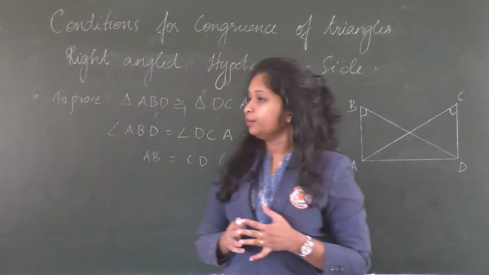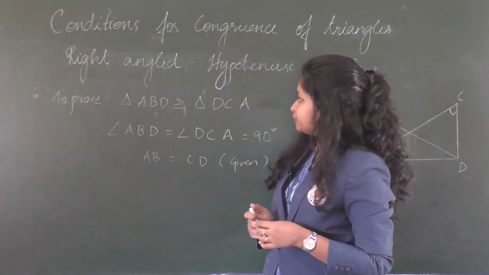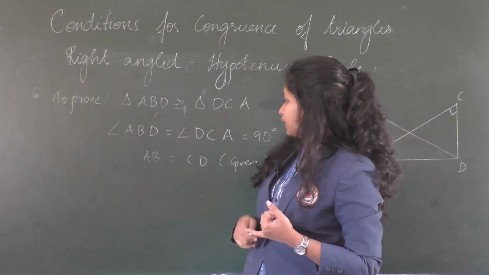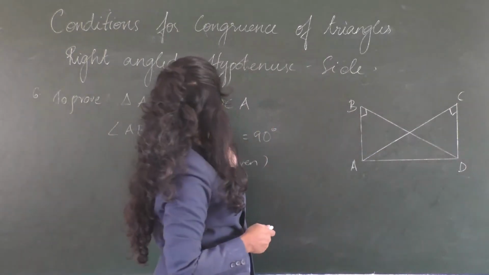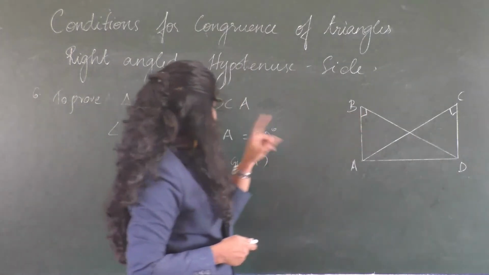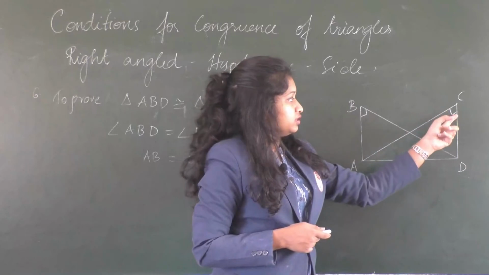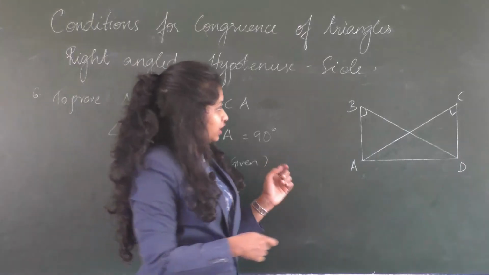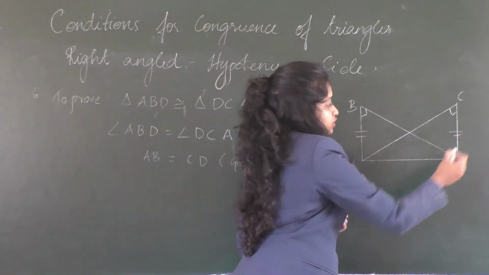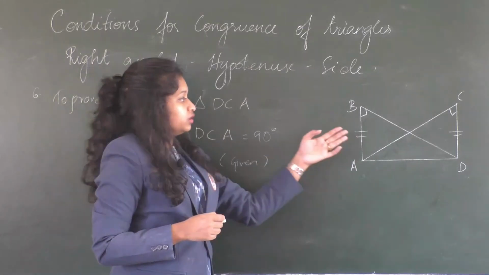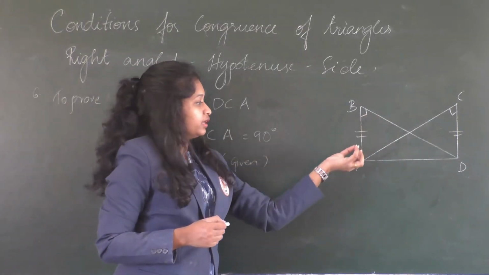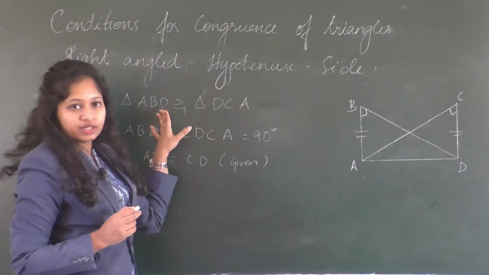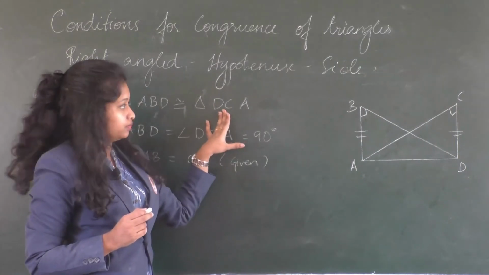Here I have a question from example number 6. Here it is given that angle ABD is equal to angle DCA, which is 90 degree. ABD and DCA, these angles are 90 degree. And AB is equal to CD is given. AB is equal to CD. One angle is 90 degree and two sides are equal. This much is given. So we should prove that triangle ABD is congruent to triangle DCA.